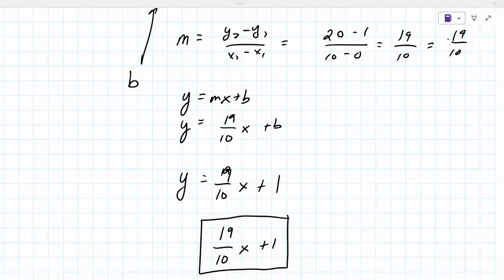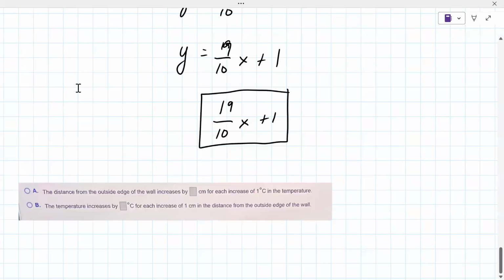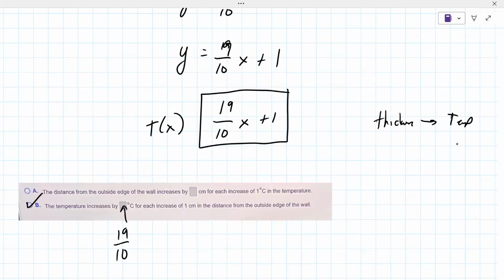All right, now to choose between A and B really comes down to the variables here. What's the input, what's the output? We already said the input is thickness, the output is temperature. So the slope tells you about the output. The temperature increases by 19 over 10 degrees C for every 1 centimeter in the distance from the outside edge of the wall.